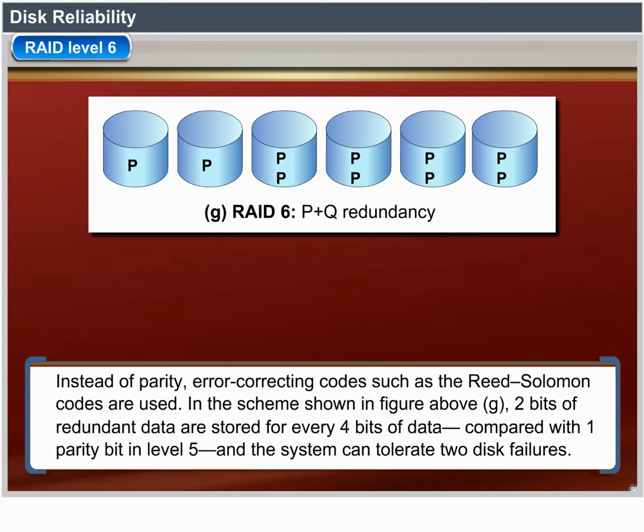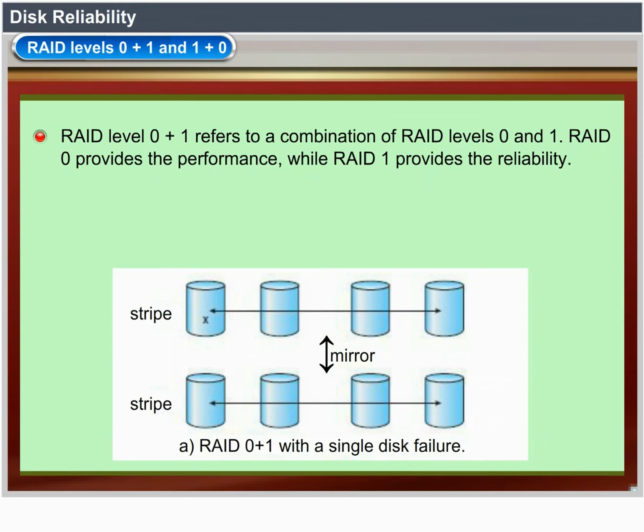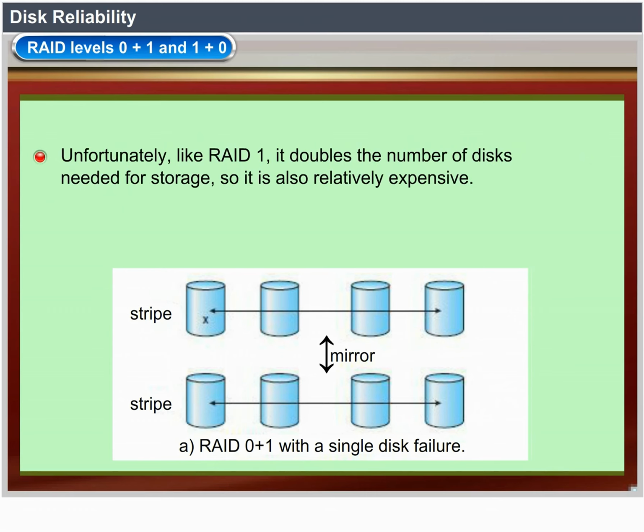RAID levels 0+1 and 1+0. RAID level 0+1 refers to a combination of RAID levels 0 and 1. RAID 0 provides the performance while RAID 1 provides the reliability. Generally, this level provides better performance than RAID 5. It is common in environments where both performance and reliability are important. Unfortunately, like RAID 1, it doubles the number of disks needed for storage, so it is also relatively expensive.